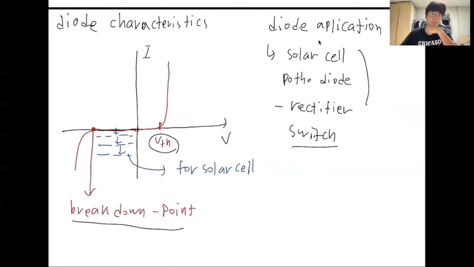Also, there is a Zener diode which can flow current in both directions. And in solar cells, we use the depletion region. In the depletion region, if there is outer energy like heat or light, then current is generated.